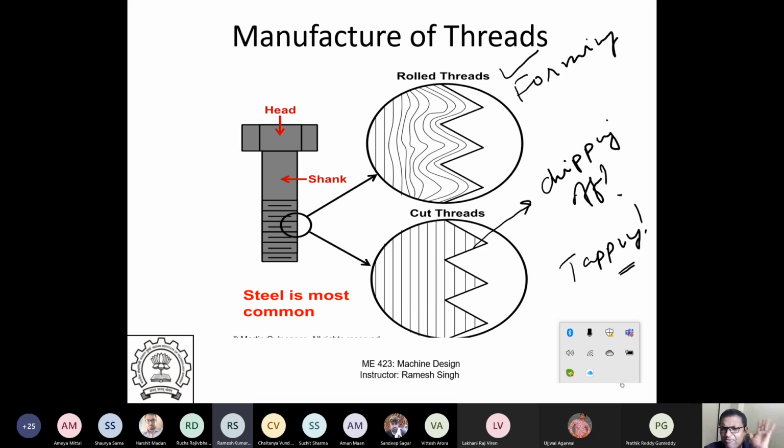So how many people have tapped before? Almost anybody who would have done any student competition or anything which you have made, you would have done some tapping, right? How many people have tapped? Anybody who has tapped can explain the process of tapping? Oh, everybody has done it in the first year, right? So what process is tapping? Is it a forming process or is it a machining process? If everybody has done it, then I can ask the question. What do you think is the process? Is it a machining process or is it a forming process? What does it do?